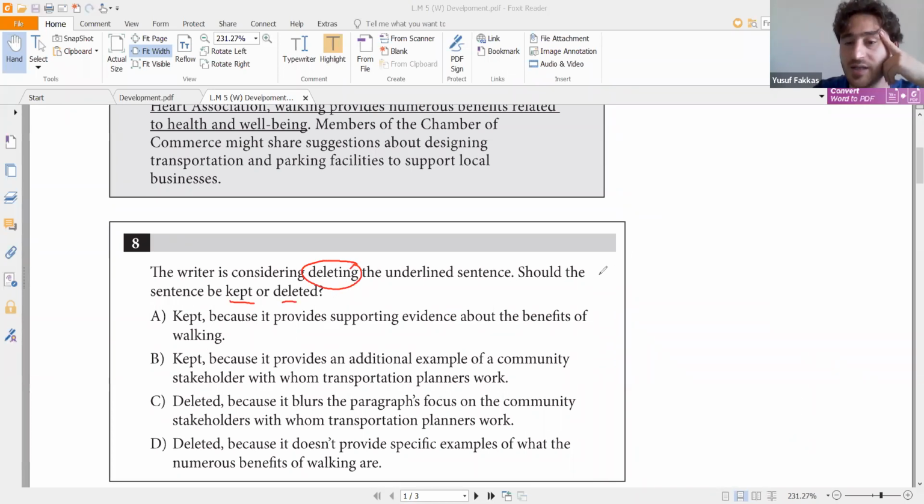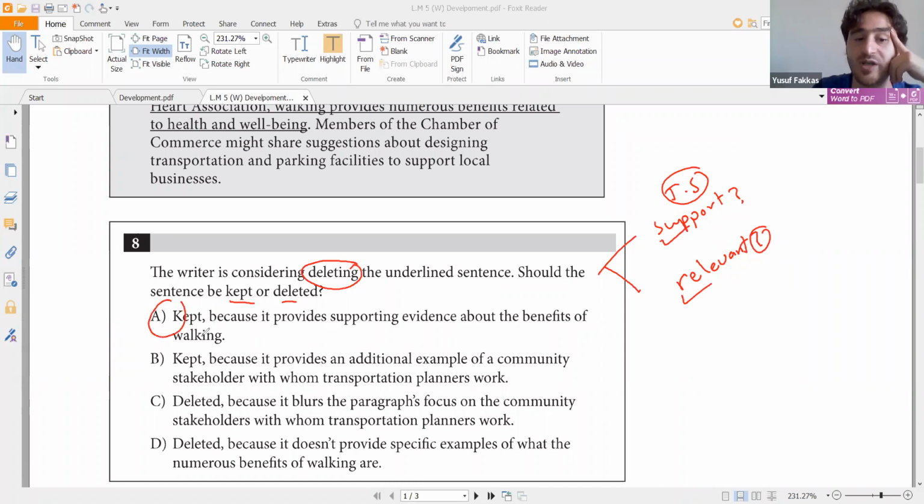So here we need to ask ourselves again the same two questions. Does this sentence that's underlined in question number 8 support the main idea, which is the topic sentence at the beginning of the paragraph? Is it relevant to what's mentioned in the topic sentence? If you can say yes and yes, then you tell them no, it should be kept. And then you choose the best reason. If it doesn't support the topic sentence, and actually it's not relevant to the discussion in the paragraph, then you tell them, you know what, it should be deleted, and then you choose the best reason. So let's see how it works.